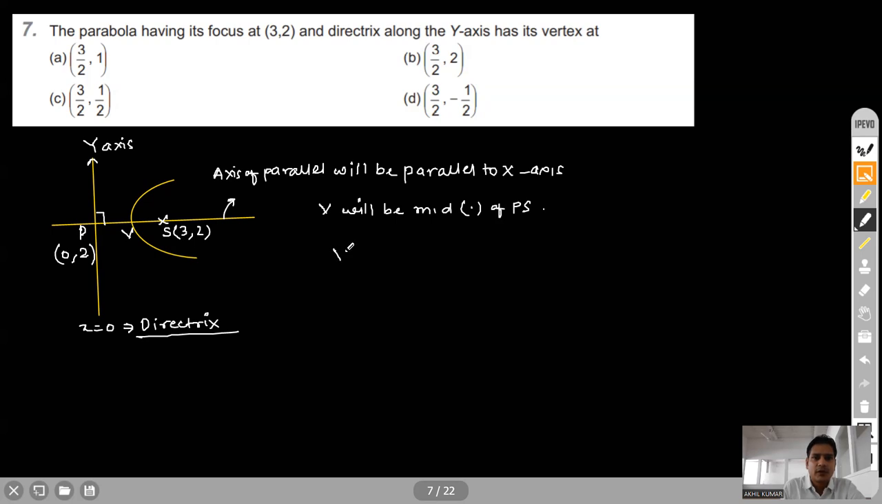So what will be the coordinates of V? It will be (3 plus 0 upon 2, comma, 2 plus 2 upon 2). This will be the coordinate of V. That will be nothing but (3 by 2, comma 2). Right? 4 divided by 2 will be 2 only. So any options given here? (3 by 2, comma 2). Yes, this option B is correct.